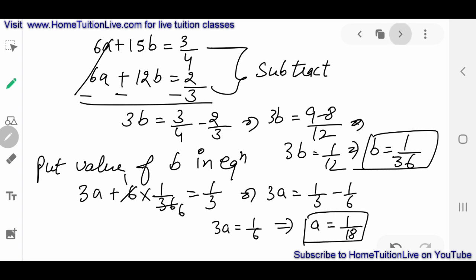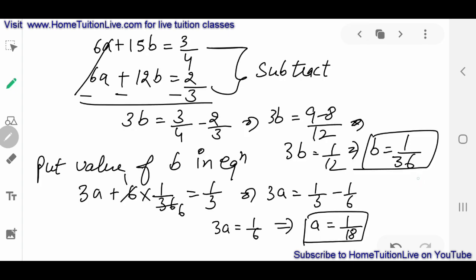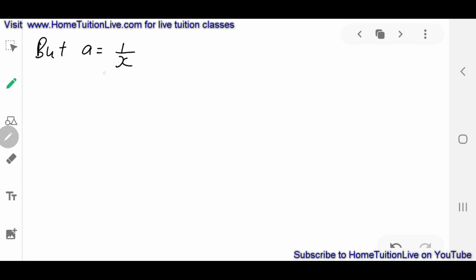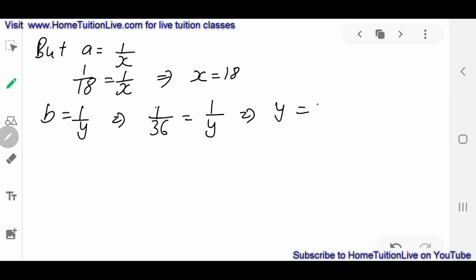Now A is equal to 1 by X and the value of A is 1 upon 18. So 1 upon 18 equals 1 by X. This implies X is equal to 18. B is equal to 1 upon Y. That is 1 upon 36 is equal to 1 upon Y. This implies Y is equal to 36.